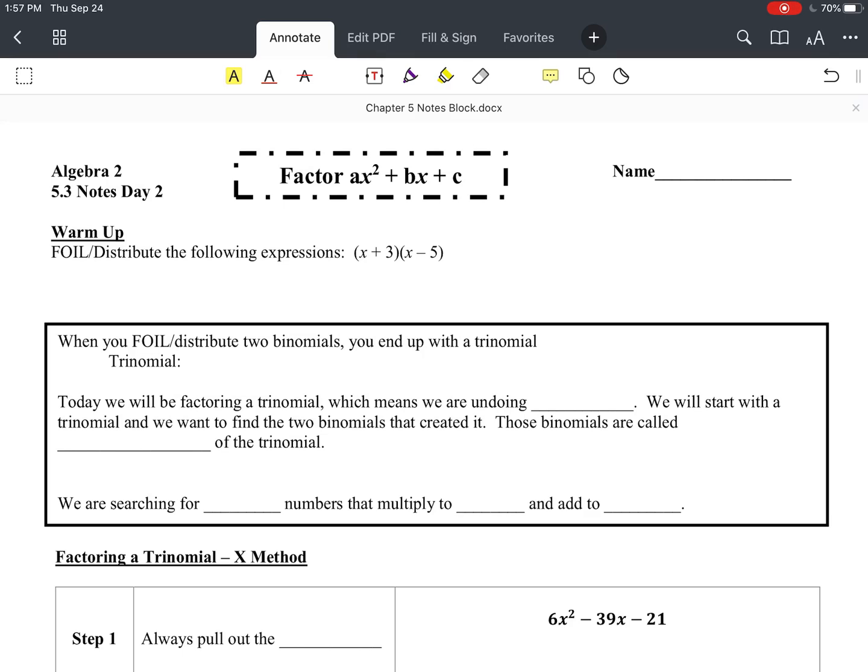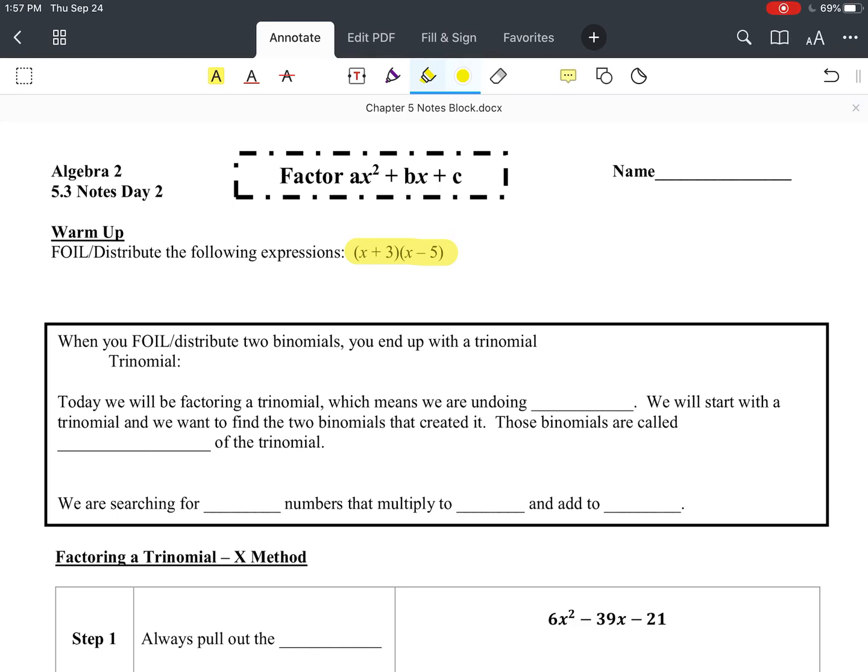Now we're going to be factoring quadratics like ax squared plus bx plus c. So yesterday we talked about how to divide out a greatest common factor, a GCF, and that was like undoing distribution. Today is going to be similar in that we're undoing the multiplication of two binomials. So here I have two binomials, x plus 3 and x minus 5.